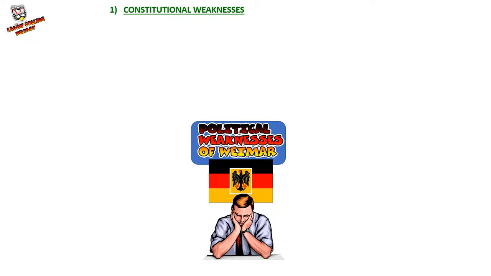This is going to be a tutorial on the political weaknesses of the Weimar Republic. This is something that some students really struggle with. However, it's actually quite easy to understand whenever we break it down. I'm going to break this down into three.